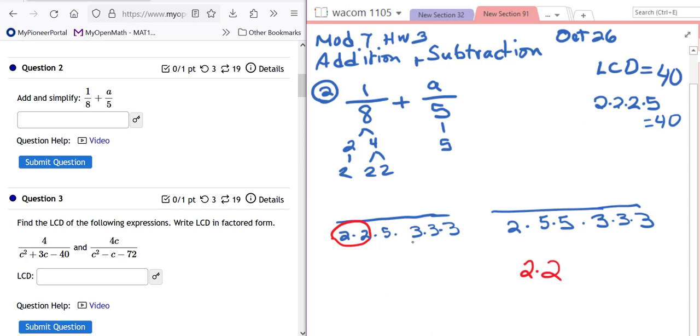And then we have the 3's. The 3's are the same amount. You can take it from either one, but you'll need 3. For the 5's, this one has 1 5, this one has 2, so you have to take the 2. You don't also need the other one, because it would divide into that. And so if you multiply this mess out, that is your common denominator.